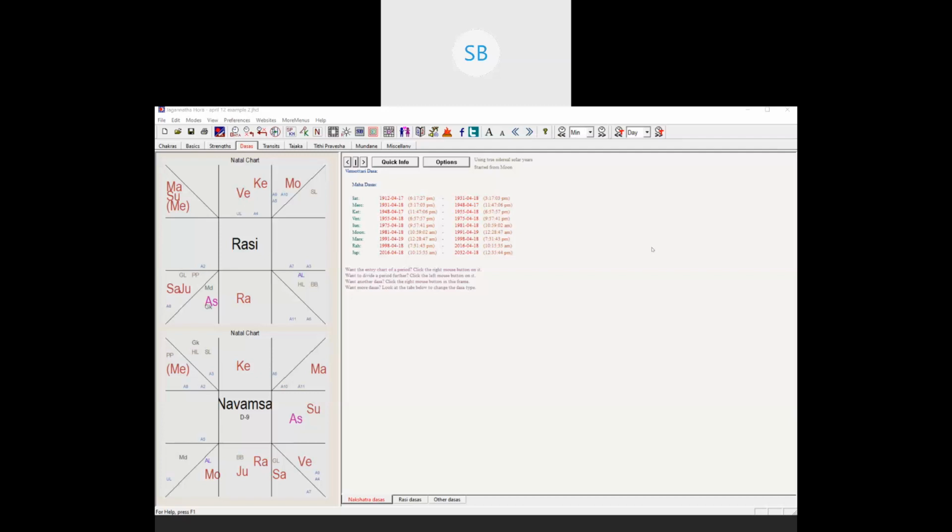Moon has a karakatva about your mother. Jupiter has a karakatva about kids, and Mars has a karakatva about your brothers and co-borns. Venus has a karakatva for spouse, kalatra karaka. These are all the things that we need to understand before we can jump onto any kind of prediction part. Okay. So open for questions.